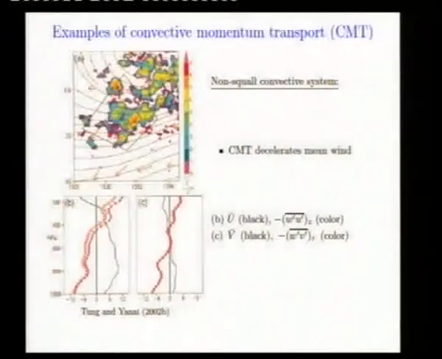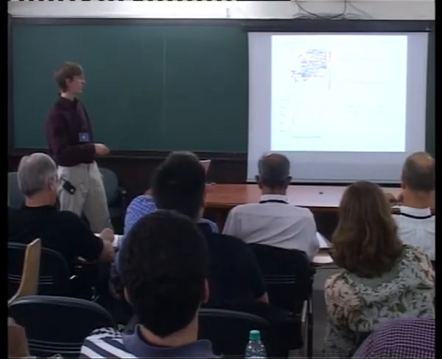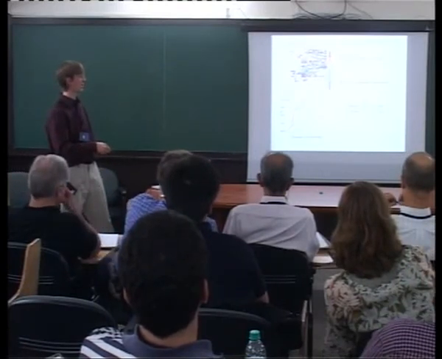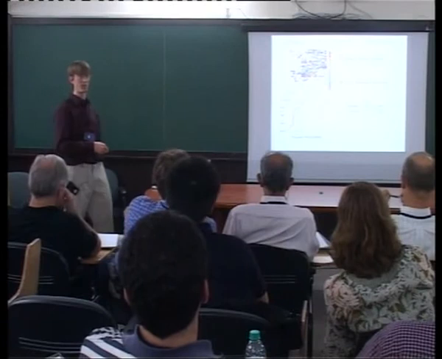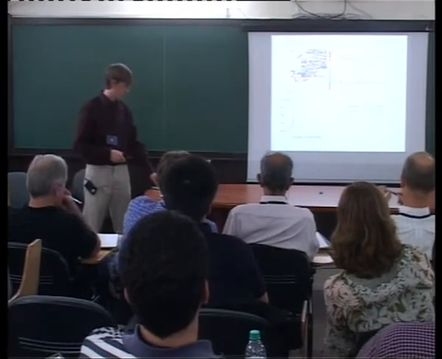So this is an example of really strong damping. It's a non-squall convective system that they looked at. So this is U on the left, V on the right. The solid curve is the wind itself, and the dots are the acceleration due to momentum transport. So this is really strong damping of about 10 meters per second per day due to this non-squall convective system.